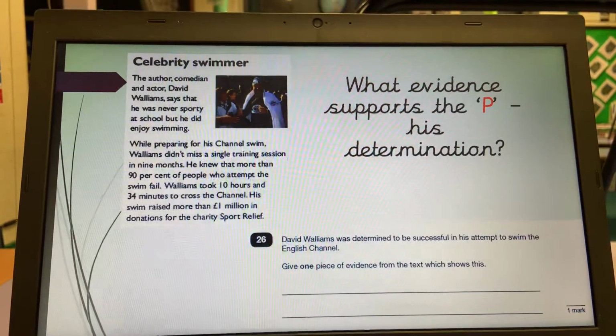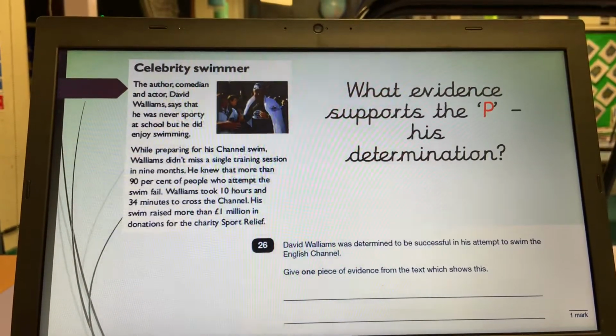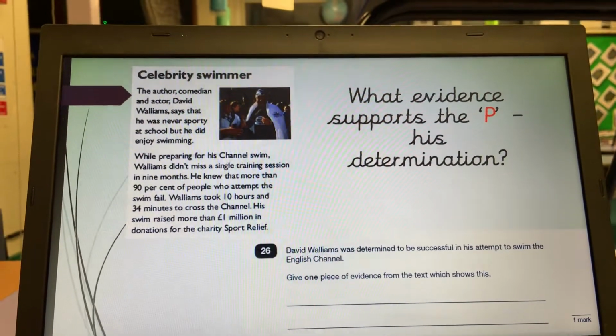Walliams took 10 hours and 34 minutes to cross the Channel. His swim raised more than $1 million in donations for the charity Sport Relief.